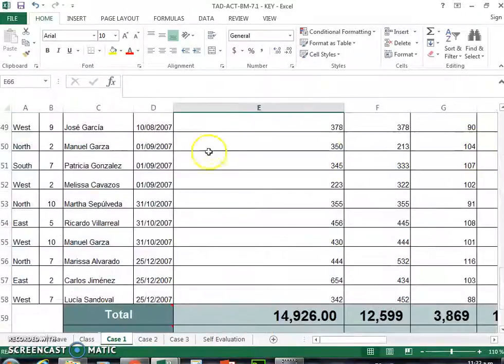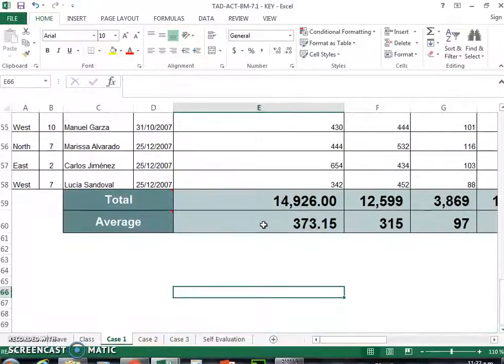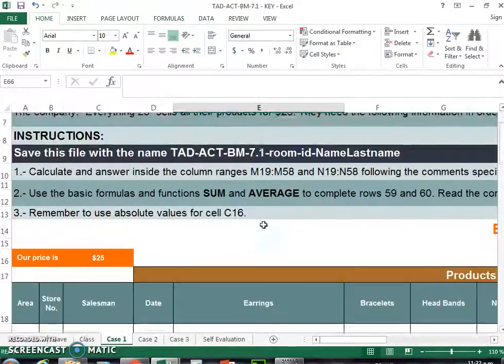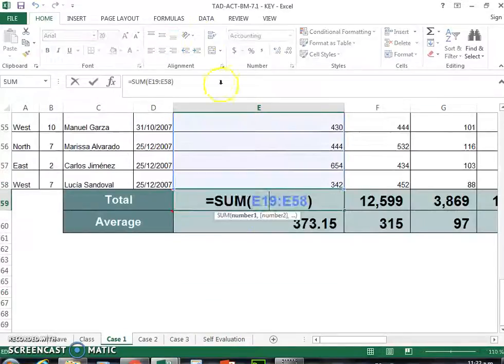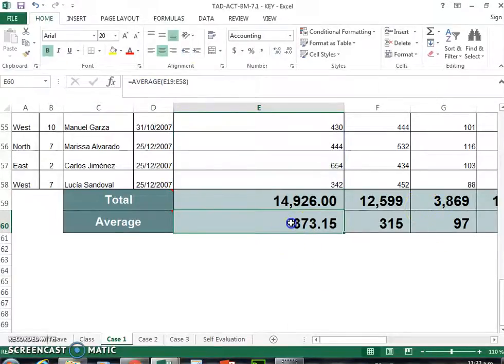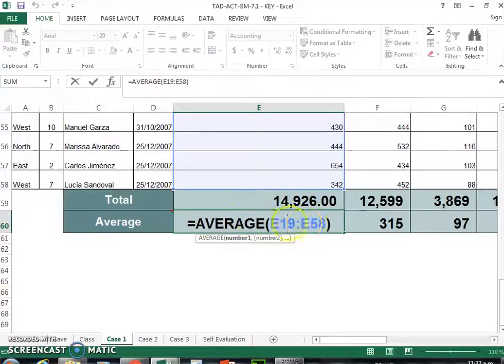The last two functions are sum and average. If we want to get the total of the earrings, we just type equals sum and the range of sales. And for average is equals average and the range of sales. Remember that in order to type any formula or any function, we always start with an equal symbol, so Excel is going to identify it as a function or a formula.